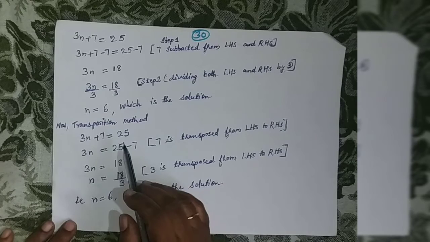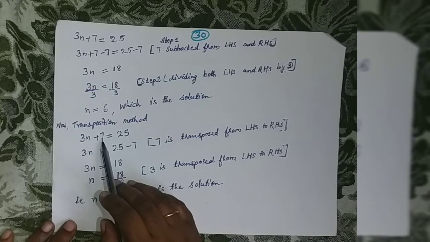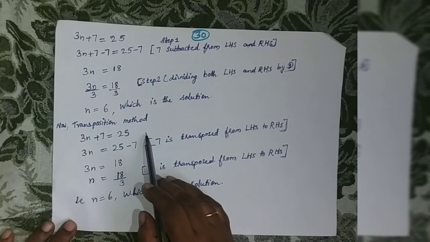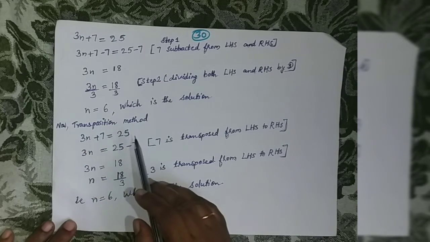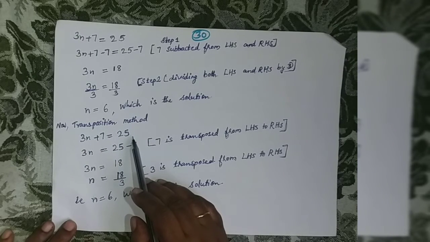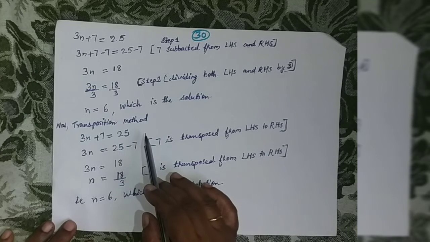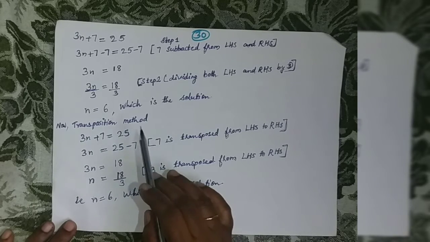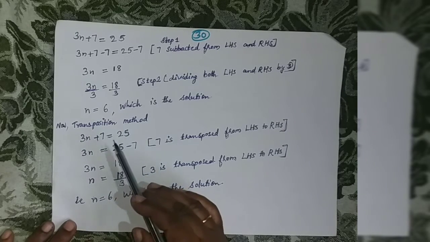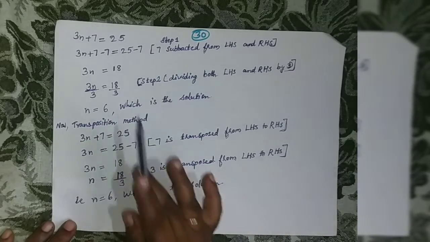Remember, children, if we take anything added in the LHS to RHS, it will become minus. If any multiplied thing in LHS is shifted to RHS, it will become division. That way, the sign will be changing. Plus will change into minus, minus will change into plus, multiplication will change into division, division will change into multiplication. When we change the side, remember that. In transposition, always like that only.